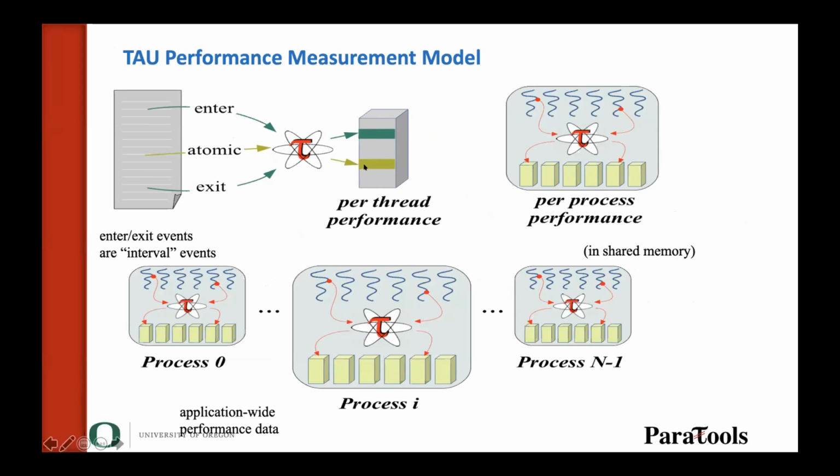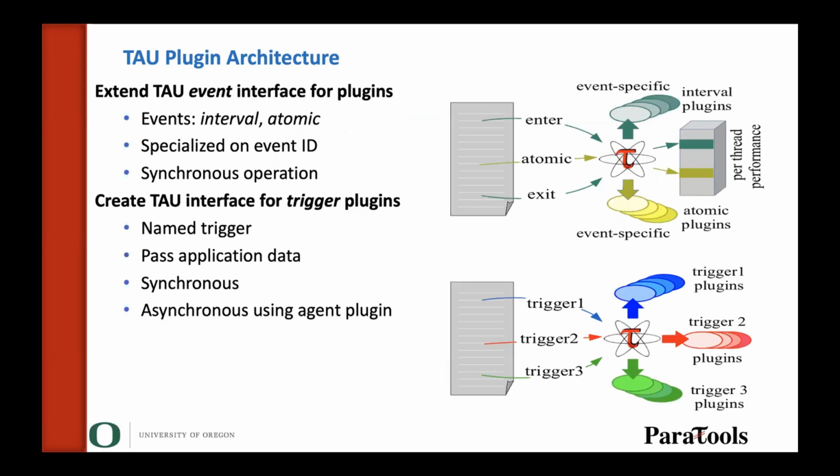And we collect this data on a per thread of execution, and then we can get a view of the performance across the whole application based on these interval and atomic events. And then we have support for plugins in TAU. So you can create multiple plugins.